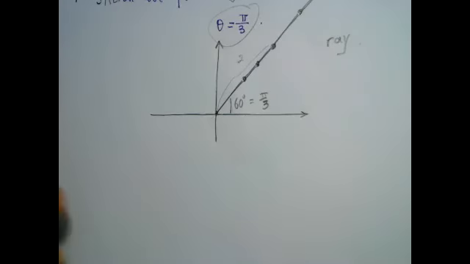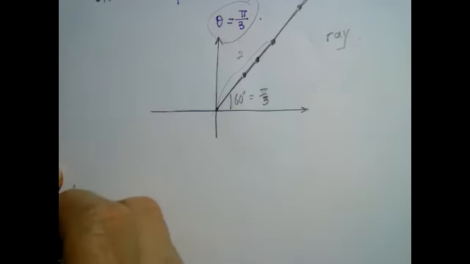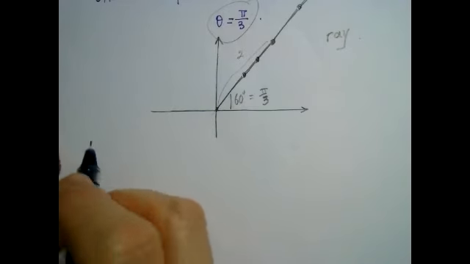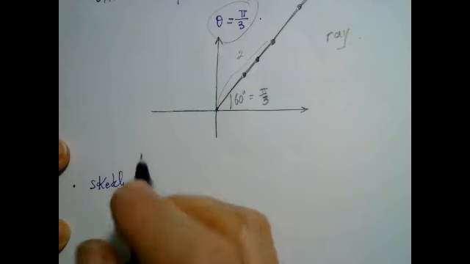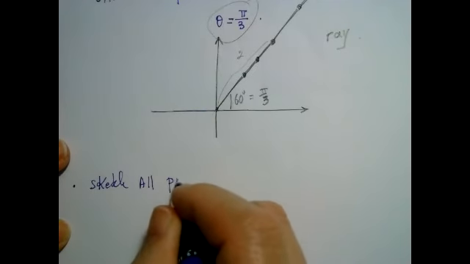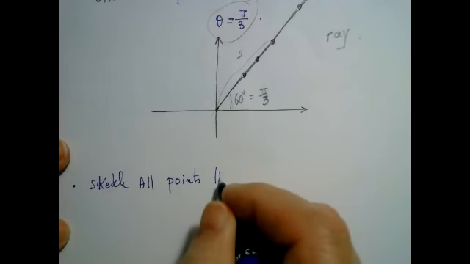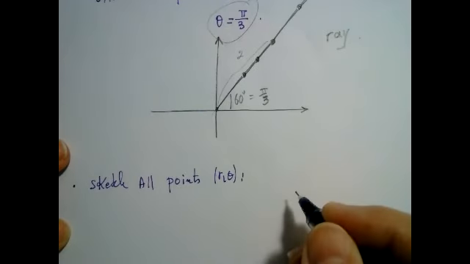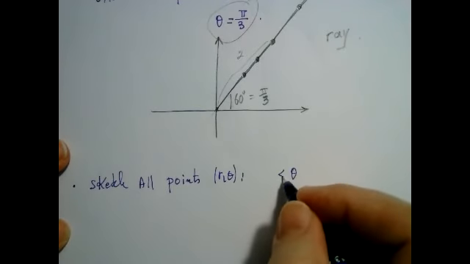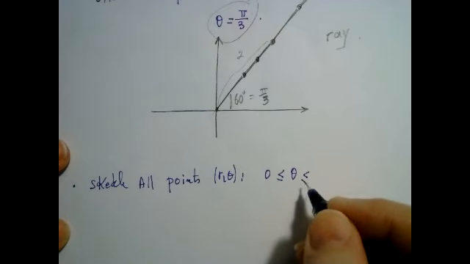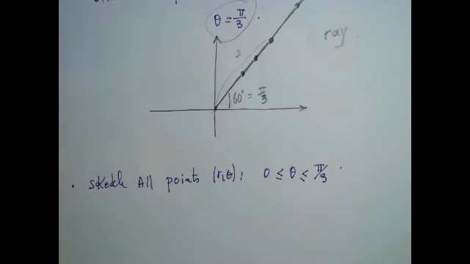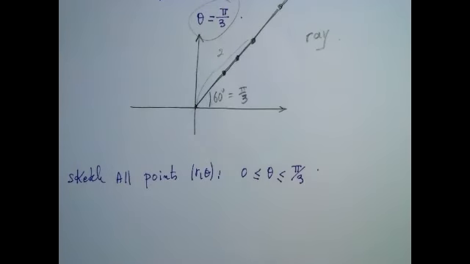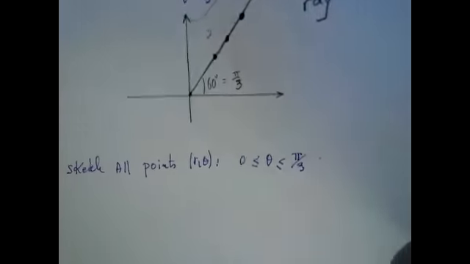All right. I will give 3 more. I'm only sketching a simple picture, but it's good to get at least those. Now sketch all points r, theta that satisfy the following condition: theta is between 0 and pi over 3. All the points where their angle is between 0 and pi over 3.